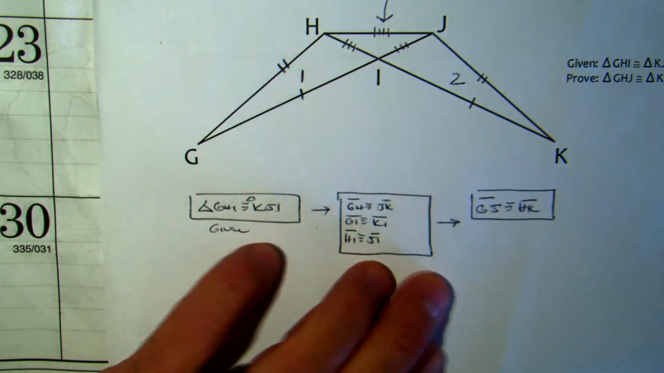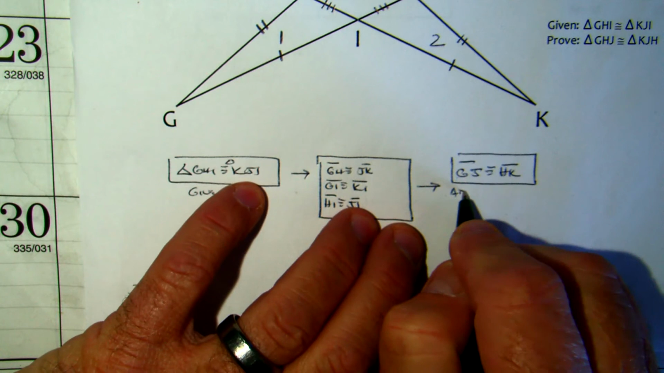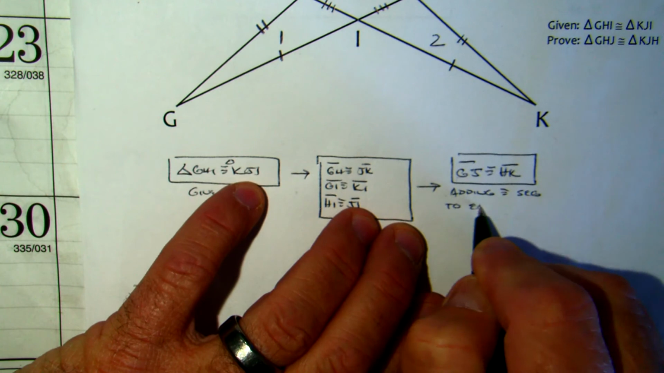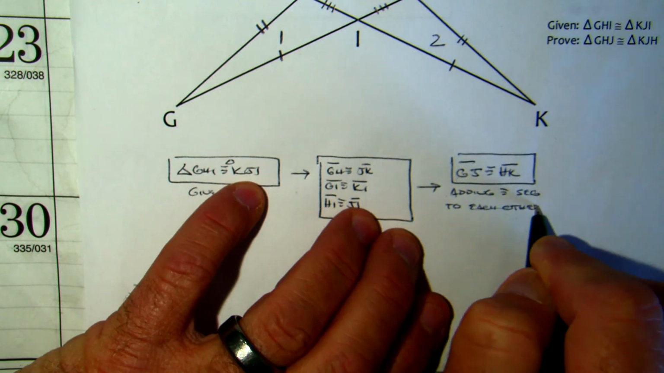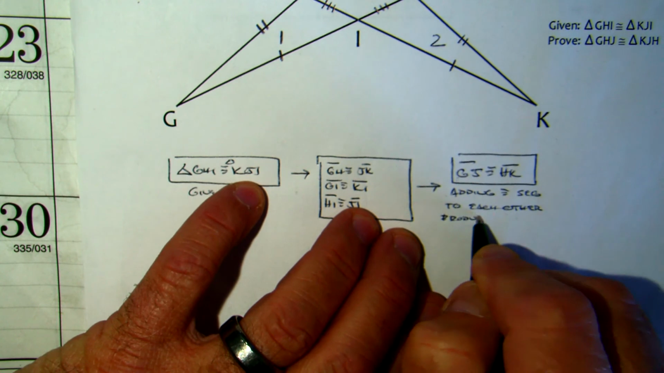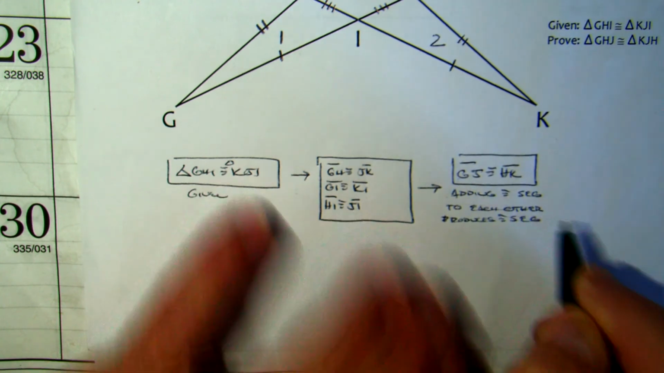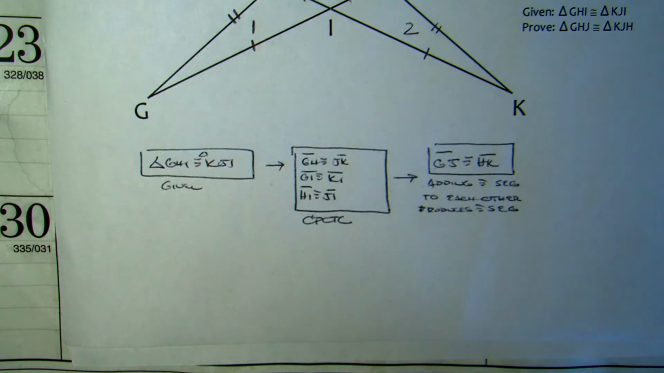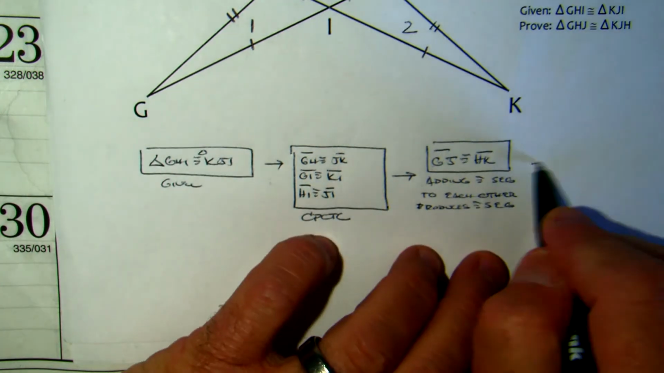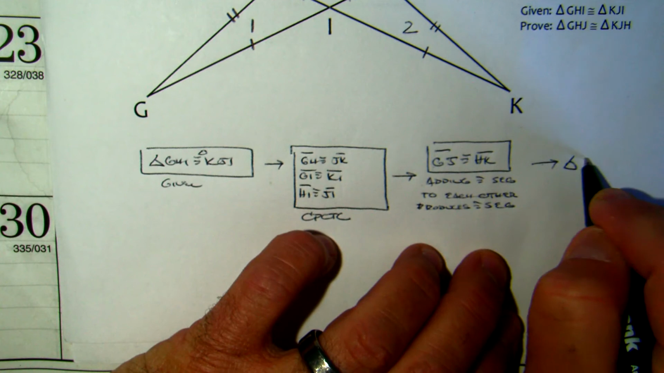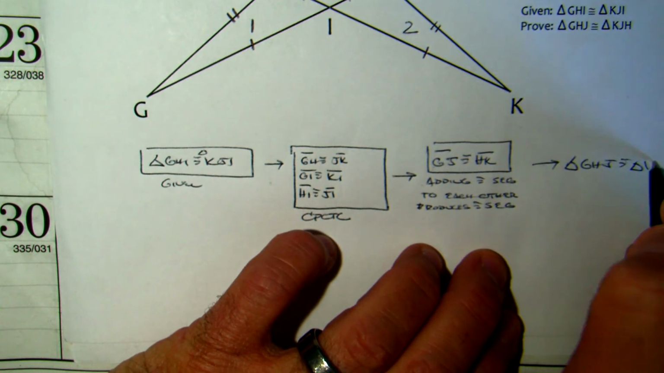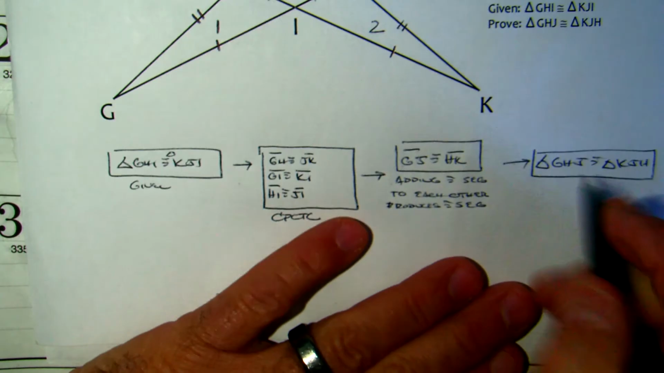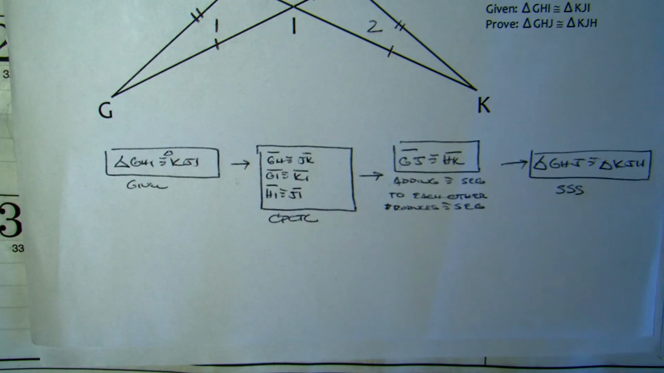Now, if you're going to struggle with what it is, write out what happens. So in this case, adding congruent segments to each other produces congruent segments. So if you ever struggle, this was all CP. Adding congruent segments to each other produces congruent segments. And that allowed us to say the triangle GHJ is congruent to triangle KJH. And that would be side. That would be the most straightforward way of doing it.